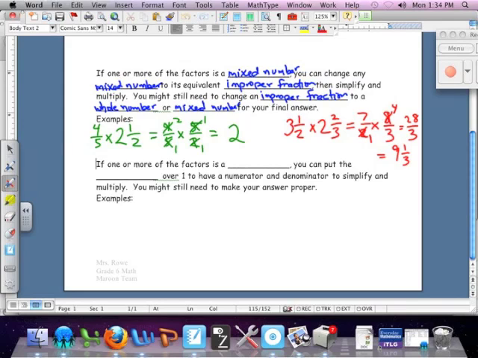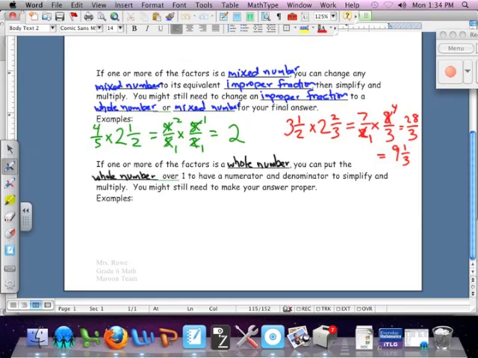All right, the last thing we want to put in our notes is dealing with the whole number. Keep it simple, just put it over 1. That's the gist of that. But then we'll have some neat examples going on. So if one or more of the factors is a whole number, and we're dealing with fractions for one of the other factors, you can put the whole number over 1 to have a numerator and denominator to simplify and multiply. And again, you might still need to make your answer proper.